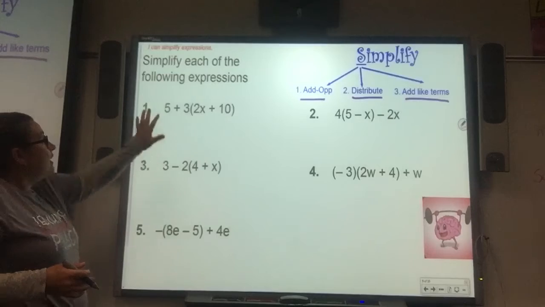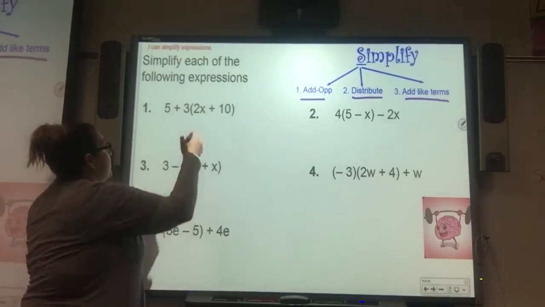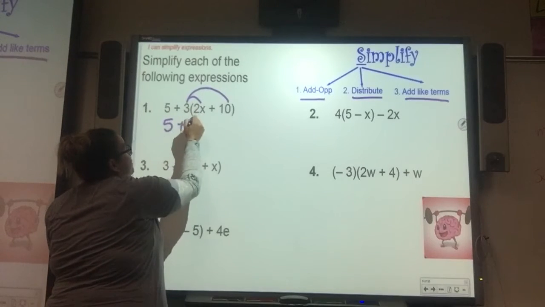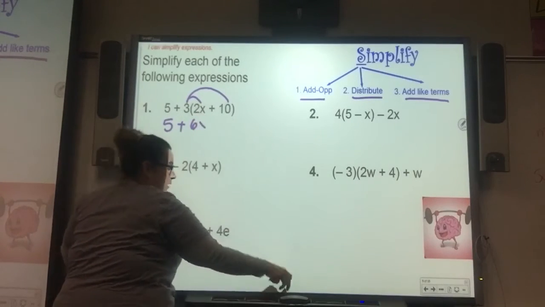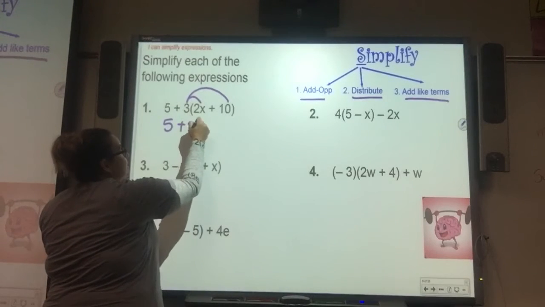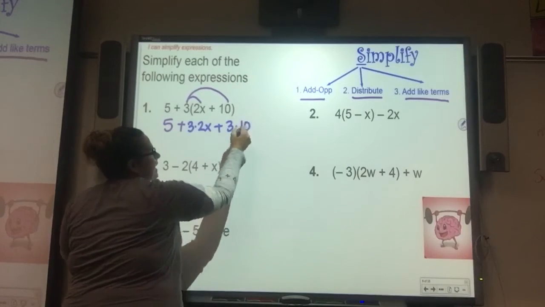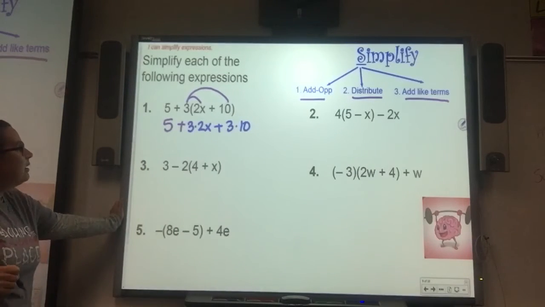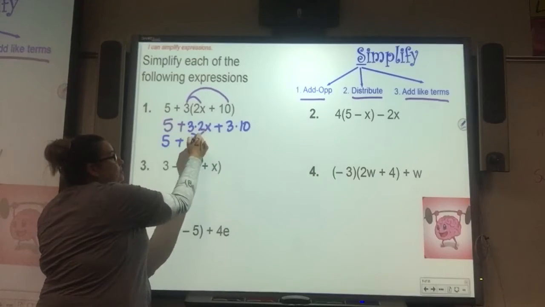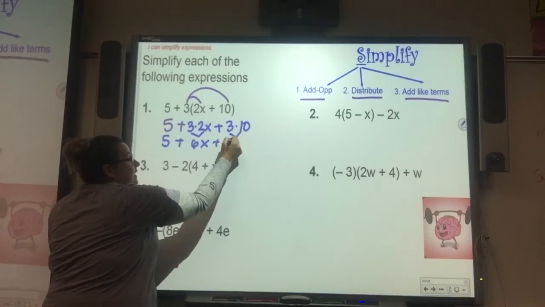So let's look at number 1. We're going to start by getting rid of the parentheses, which is distributing. So we've got 5 plus 3 times 2x plus 3 times 10. I'm going to write this as a step. Then I've got 5 plus 3 times 2x is 6x plus 3 times 10 is 30.